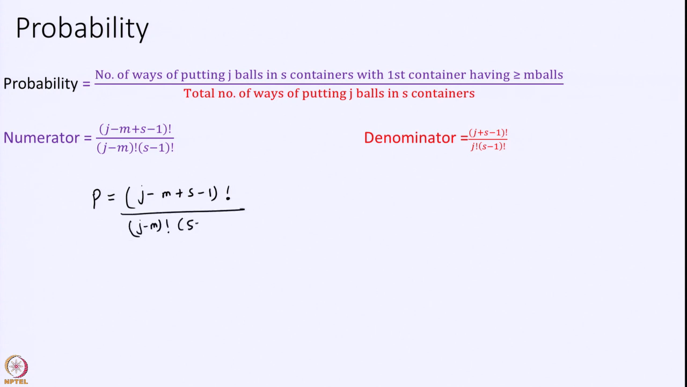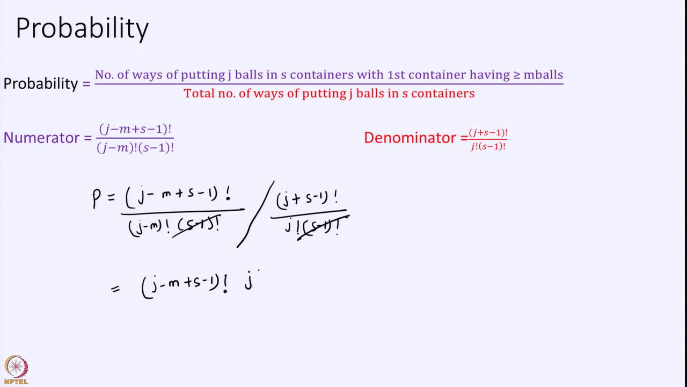Factorial (s minus 1) factorial divided by j plus (s minus 1) factorial, divided by j factorial (s minus 1) factorial. You notice at least one term cancels. That is good news for us. So what I am left with is, j factorial comes to the numerator.